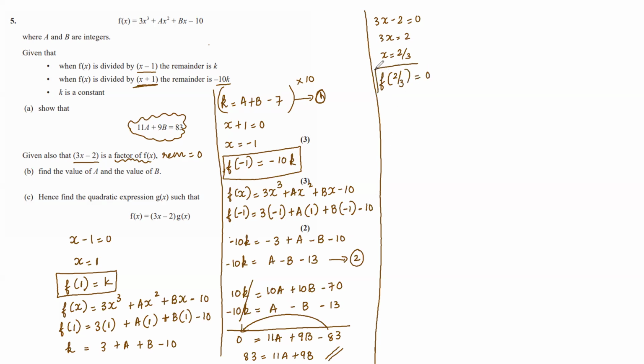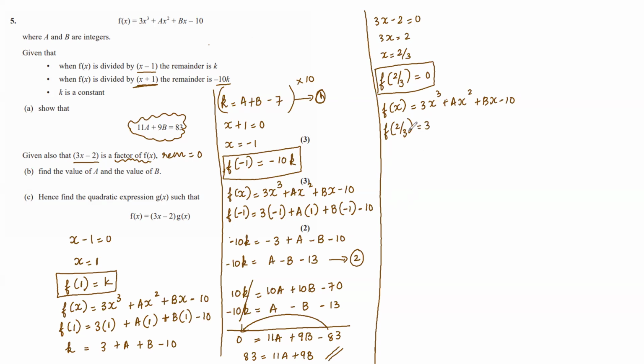Again, let's just put this in a box here. F of x, we know it is given in the question, 3x cube plus a and b. Did we get the answer for a and b? No, we didn't get the answer for a and b. So let's keep it as a and b itself. So plus ax square plus bx minus 10. Now, f of 2 by 3 is what we need to find out.